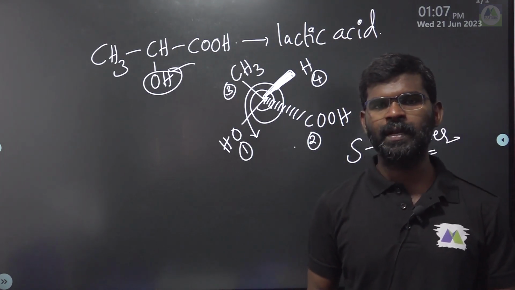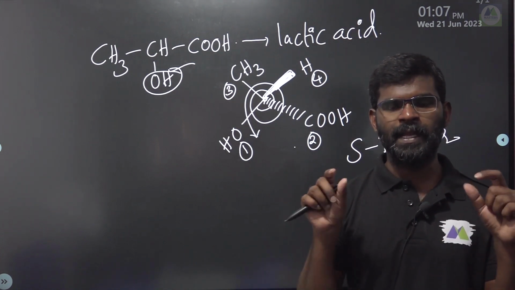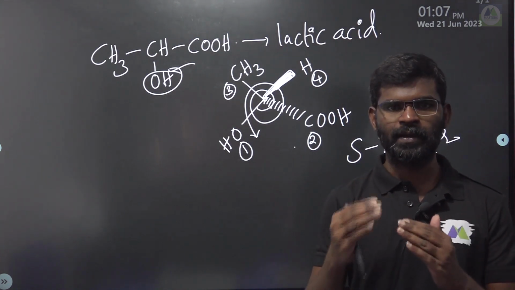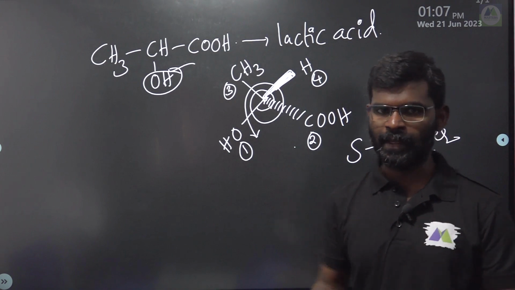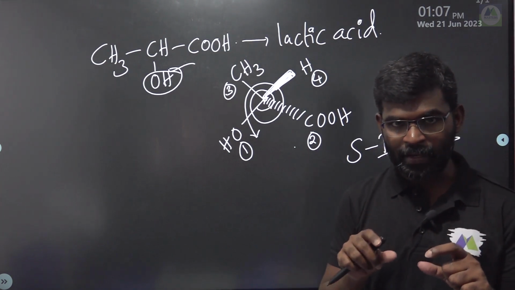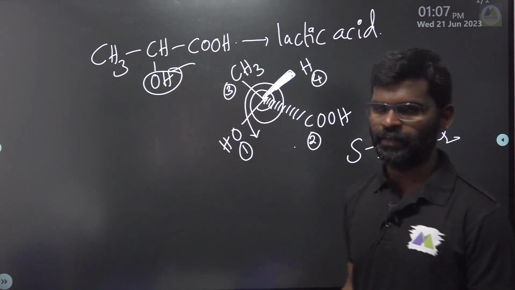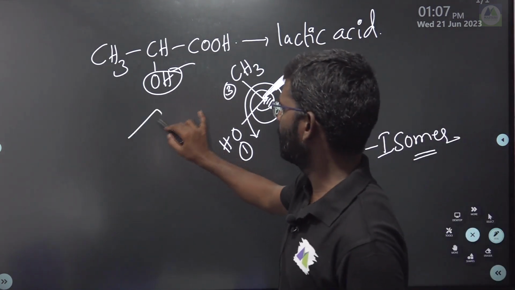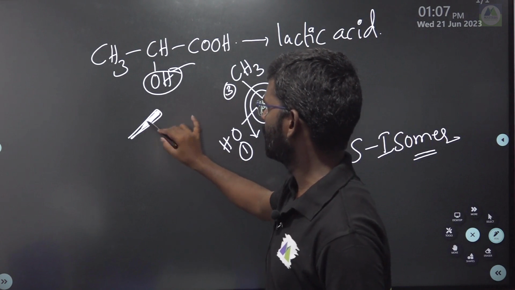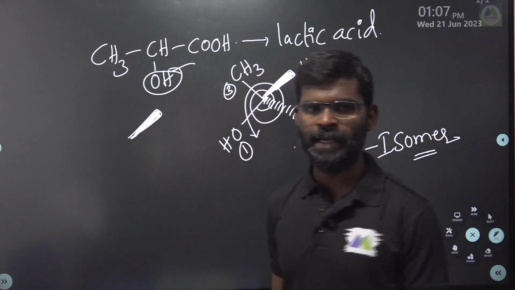In Fischer projection, if the least priority group is on the horizontal line, we have to change the configuration from one to another. Here also, if the least priority group is on the front side of the observer, we have to change the configuration. Front side means that is on the thick line. That is on the thick line is called front side of the observer.